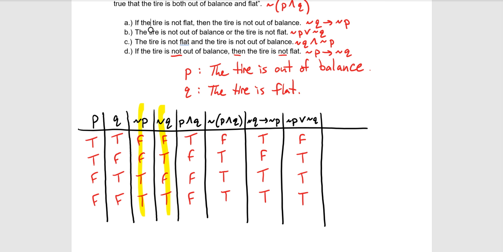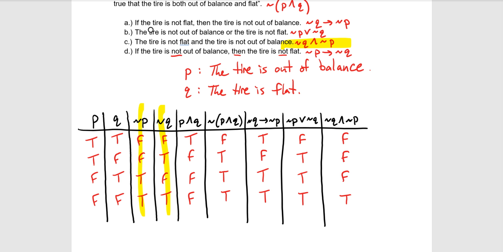Next, let's take a look at C. C was not Q and not P. So this is the conjunction. So the conjunction is going to be, let me write it down here, not Q and not P. This is going to be true when they're both true. They're both true in case 4. So that means they're going to be false everywhere else.